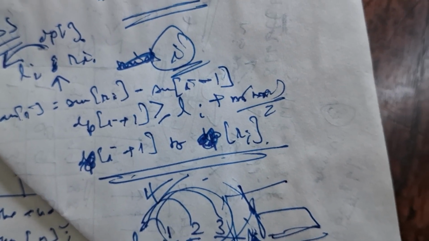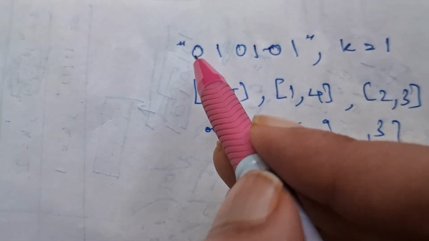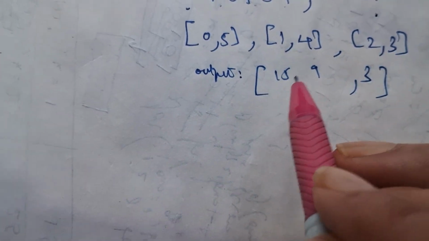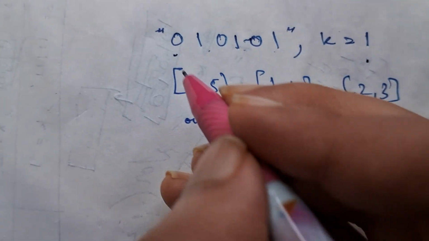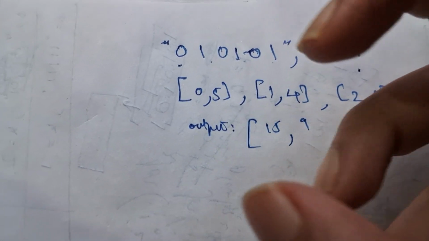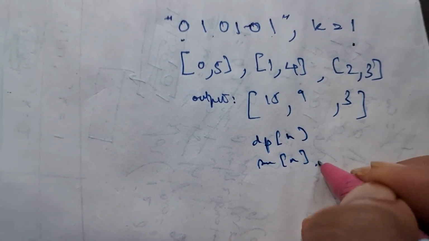So basically I think it will be better if I solve it on a fresh page. Okay, so let me take this example, that is the string is 0 1 0 1 0 1, k is 1, and these are the queries, and this is the output. Okay, so how are we going to do this? I'm not explaining the ones and zeros thing, because I think that was very clear for you guys. So I'm just explaining the DP and sum thing, how the DP and sum would look like.